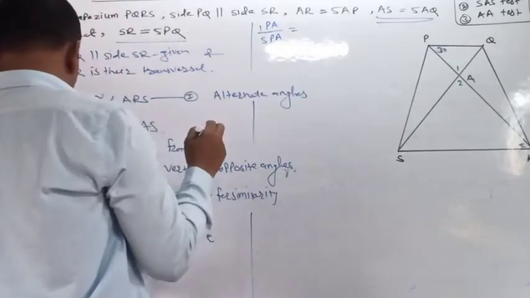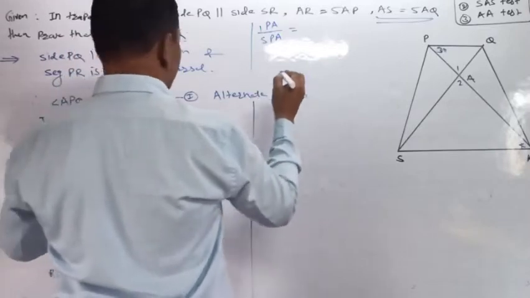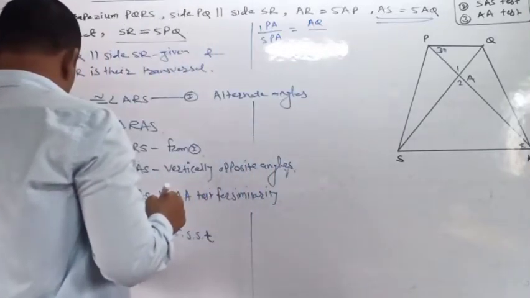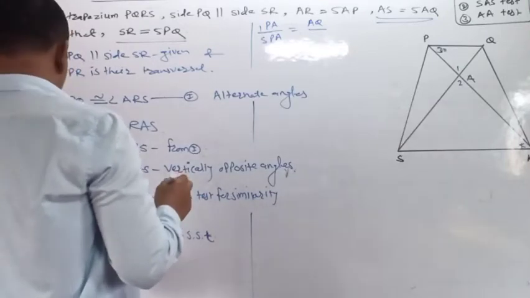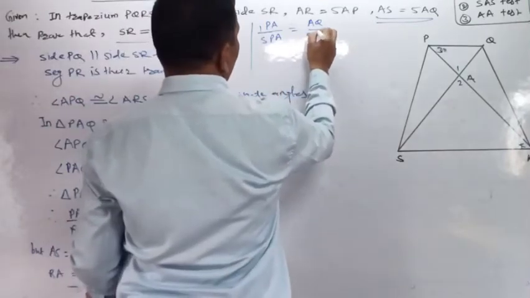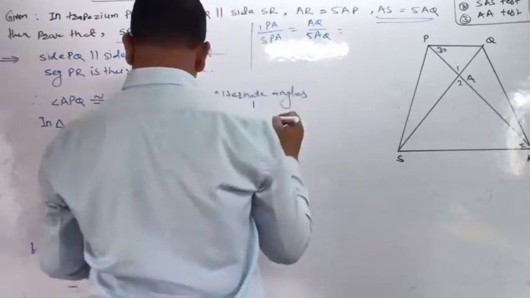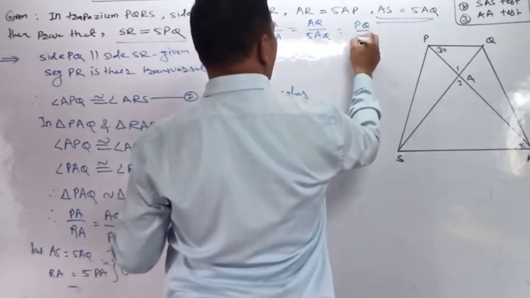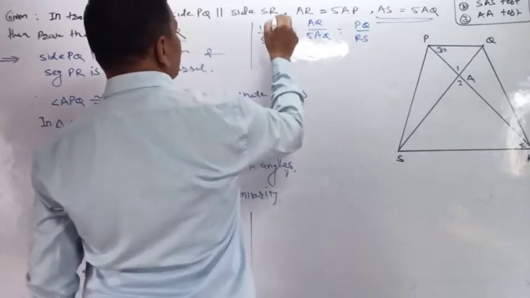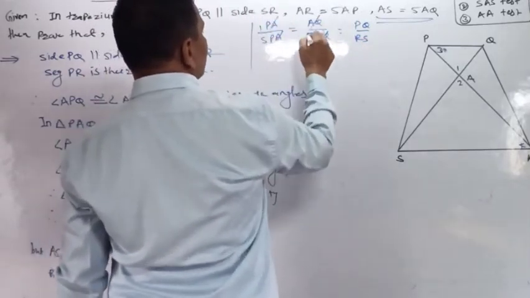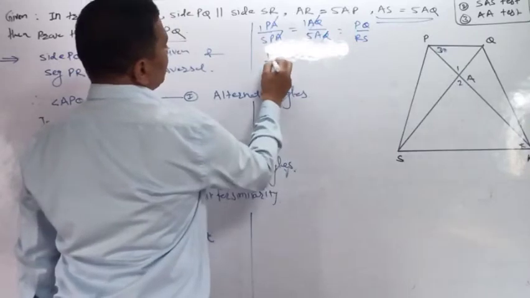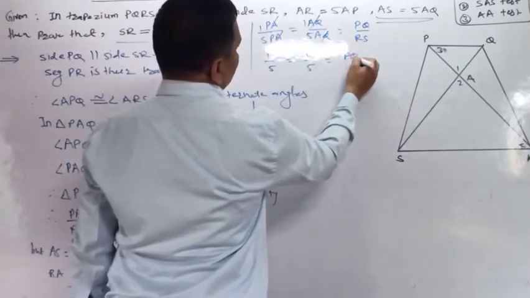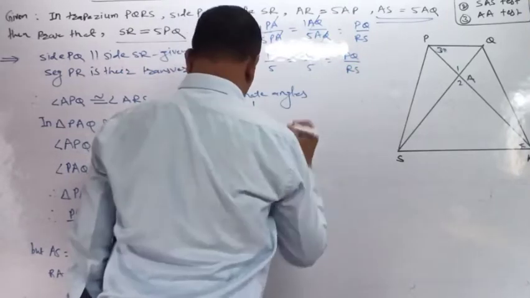is equal to AQ divided by AS, AS is equal to 5 AQ, so AQ divided by 5 AQ, equal to PQ divided by RS. Right. Now this PA gets cancelled, AQ gets cancelled. We get 1 by 5 is equal to PQ divided by RS.